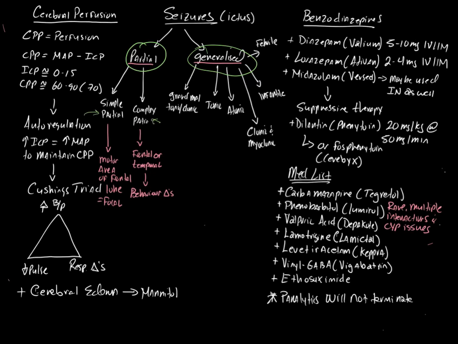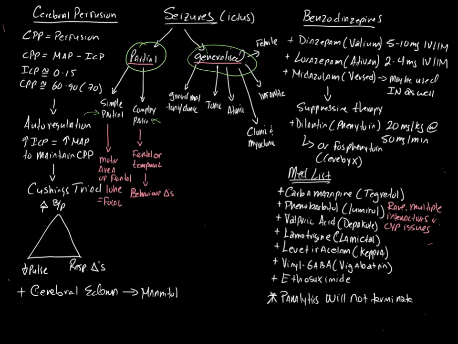Okay. And the simple partial seizures tend to be very specific to a part of the motor area in the frontal lobe. So these tend to result in focal motor findings, okay? So maybe somebody just gets some twitching of their hand like this, right? And that's the only finding.